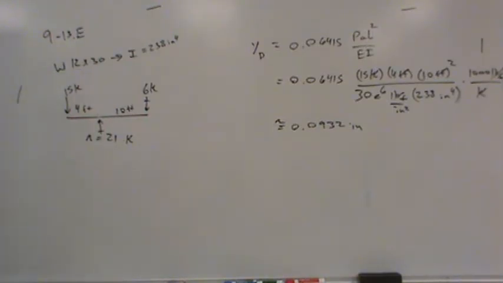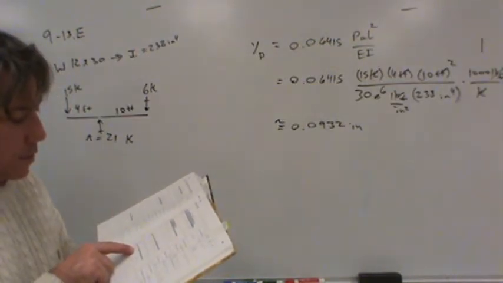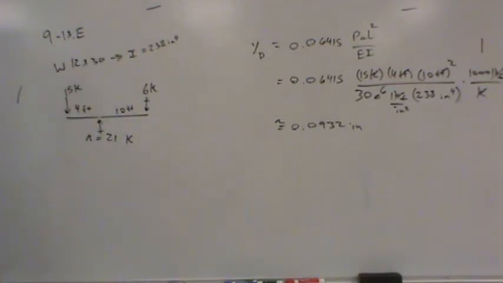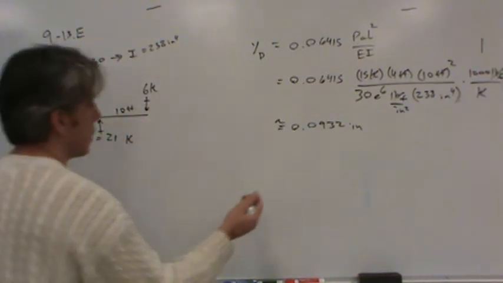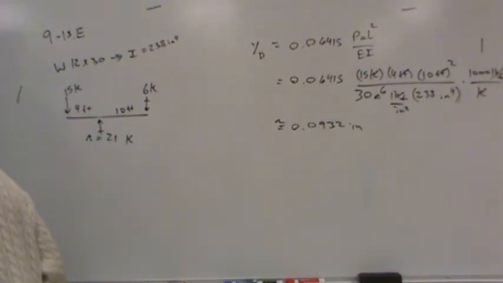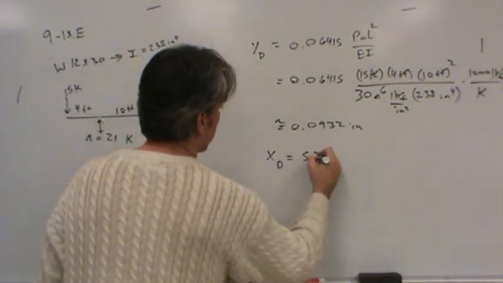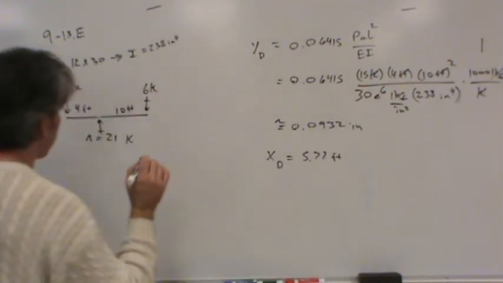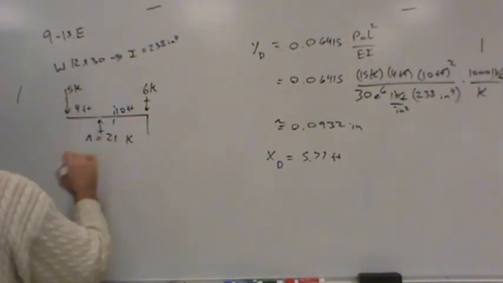Now, where is it located? Well, according to the figure here, it's at 0.577 times L. L is this 10-foot distance. And so, what symbol did they use? They didn't give it a symbol. I would give it the symbol X. So XD would be 5.77 feet. But notice that's measured from here. So the maximum deflection is over here somewhere.